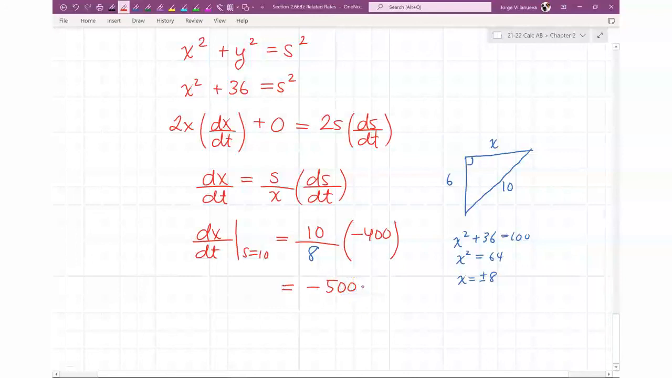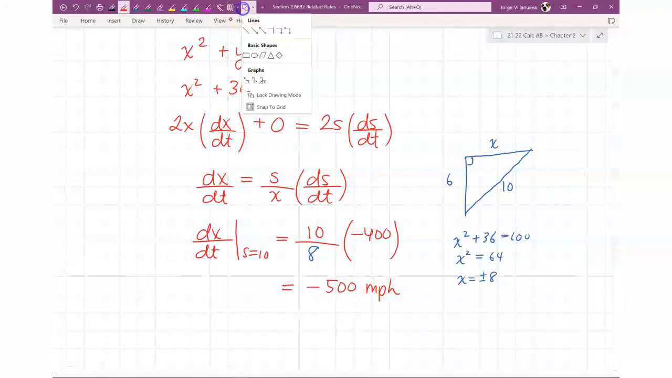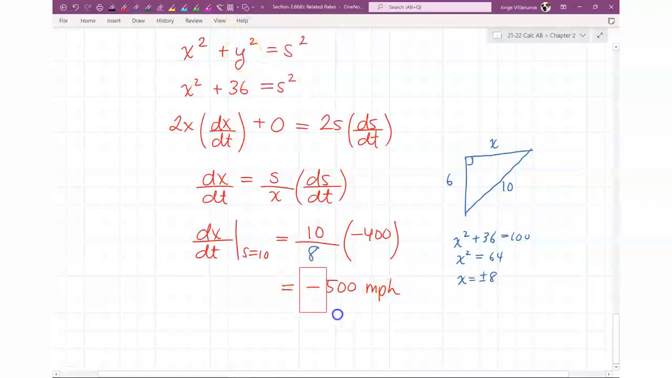What are my units? Miles per hour, right? I'm going to put mph. Miles per hour. And that's my answer. That's how fast the airplane is going.